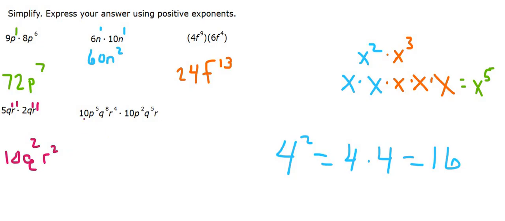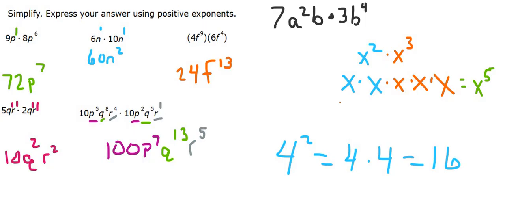And then for this last one, 10 times 10 is 100. And then p to the fifth times p to the second power is going to be p to the seventh power. I think I said p to the fifth times p to the second. Hopefully I did. And then for the q's, q to the eighth times q to the fifth is going to be q to the 13th. Just add the exponents. And then we finally have r to the fourth times r, just a little 1 there. We add them up, we get r to the fifth.